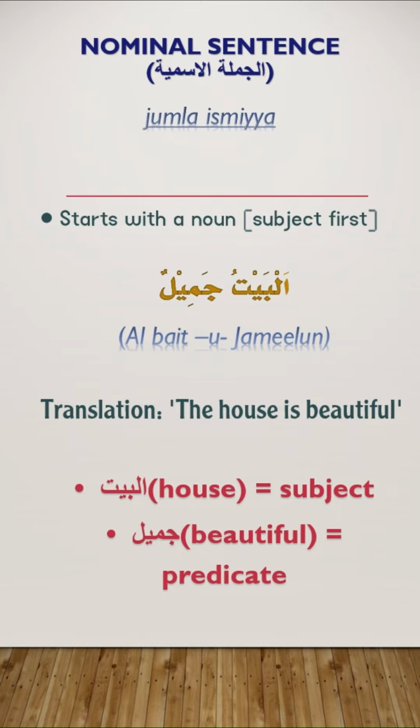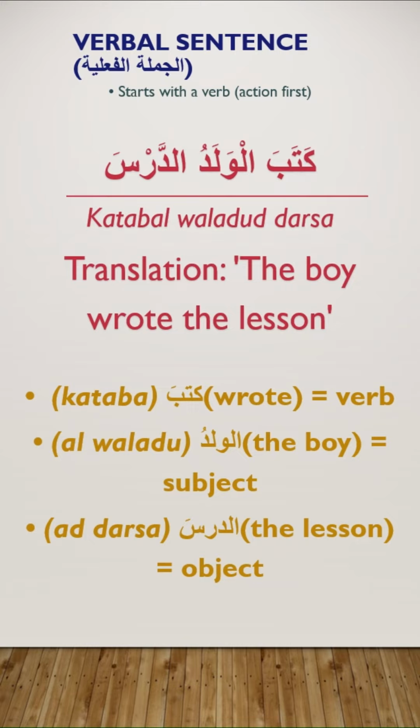The second type is a verbal sentence or jumla fa'liya. This sentence starts with a verb, so the action comes first. Here's our example. كتب الولد الدرس. Meaning, the boy wrote the lesson. We have كتب which means wrote, that's our verb. Then الولد means the boy, our subject. And الدرس means the lesson, that's our object.